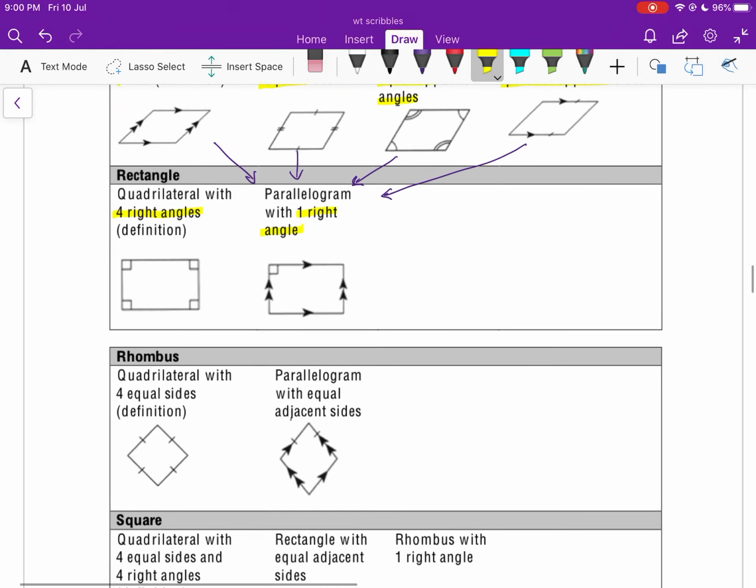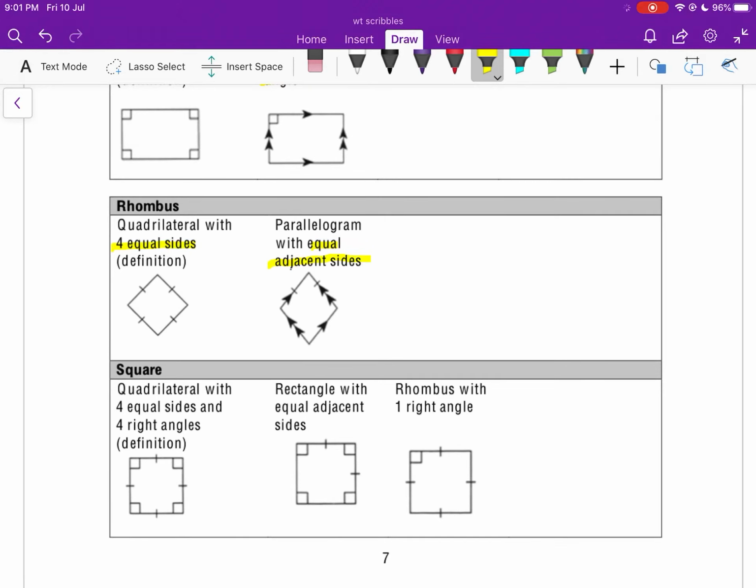Okay. Rhombuses are also a form of parallelogram with stricter criteria. So on top of that, as long as you have 4 equal sides, they are rhombuses, or a parallelogram with equal adjacent sides. So the difference is that on top of being a parallelogram, a rhombus must have equal sides.